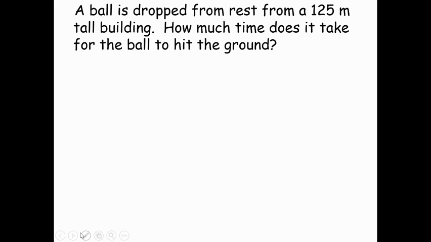Let's try a practice problem using that equation. A ball is dropped from rest from a 125 meter tall building. That's a very tall building. How much time does it take for the ball to hit the ground? Take a moment to use the previous equation to solve for the time it takes the ball to hit the ground. Take a moment to pause the video to complete the problem.